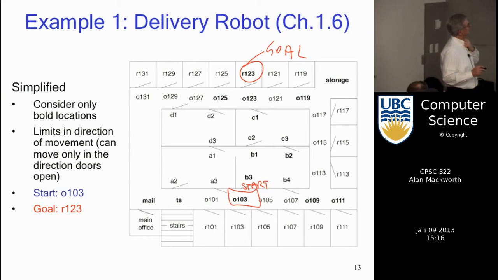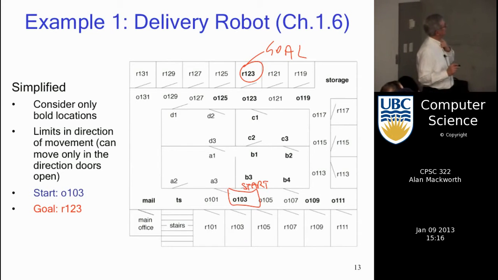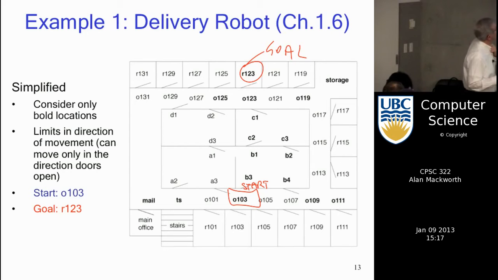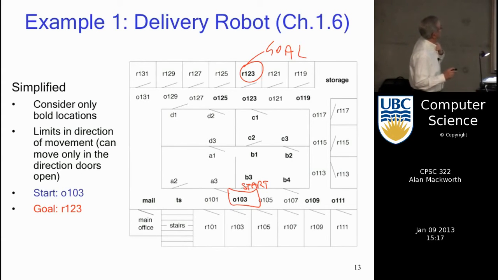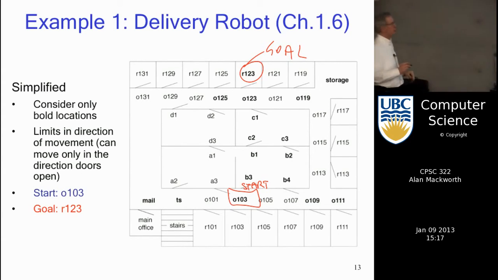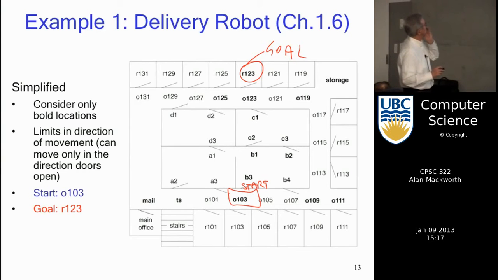This guy's delivering stuff around the computer science department. It happens to be starting here, and it wants to be over there. It's got a package for the person in this room. You can only go through doors in the direction that they open. So you can only go through that door that way. You can't go through this door from here to here. You can only go from there to there. Because you can only push on the doors, right? If you push on doors swing the wrong way, it won't open. That's what it says here. So that's the problem. How do I get from there to there?